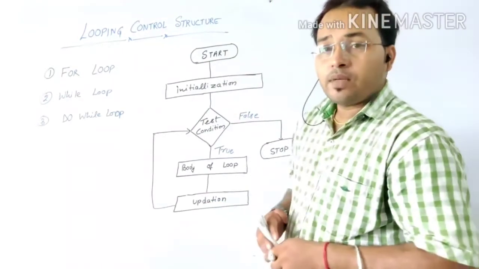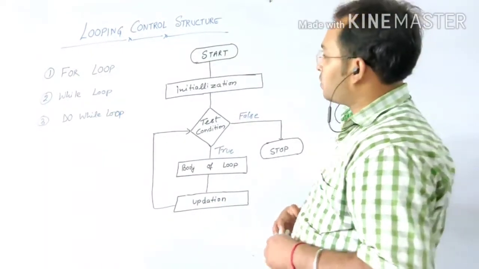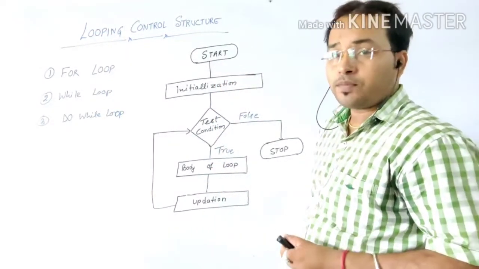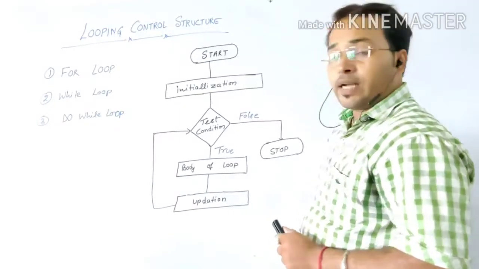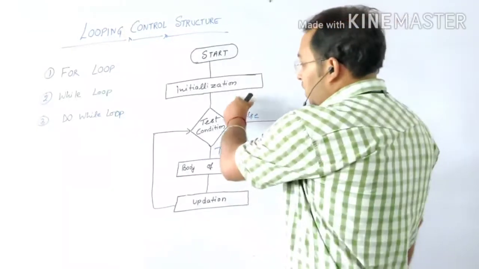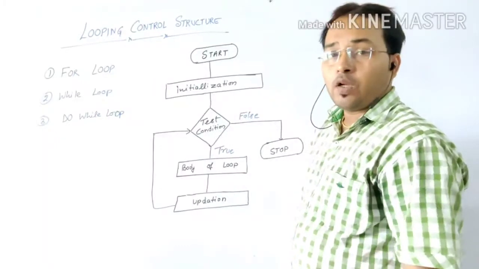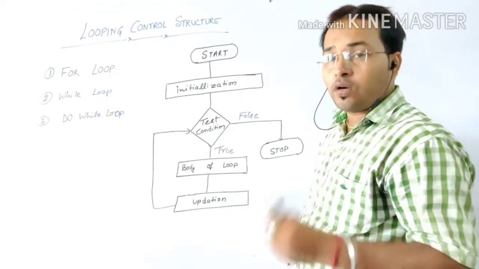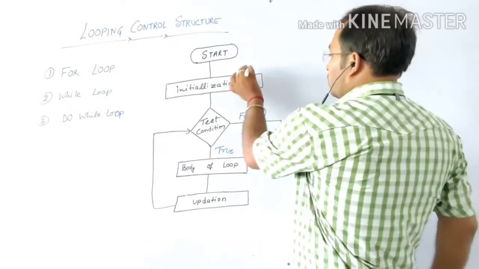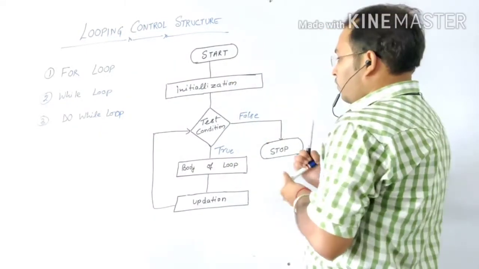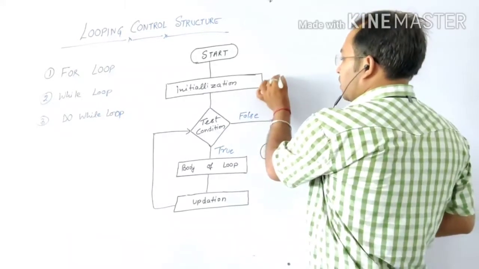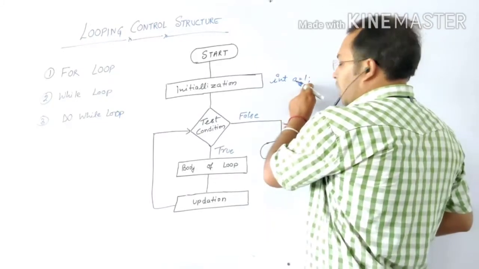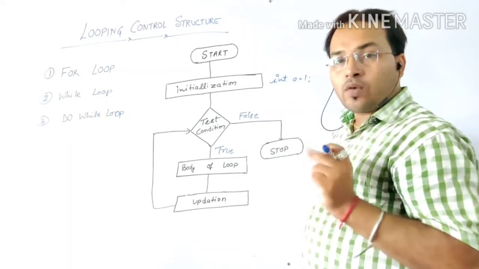Here is the algorithm. Algorithm always starts with the start point. I taught you all in chapter number 4. Then after that, the initialization is very important in a looping statement, because the initial point always you have to give. Like suppose here, if I say initialization, then a equals to 1. That means now the initial point is 1.